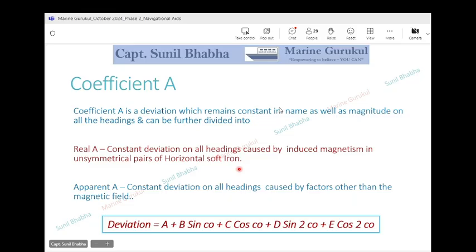I will explain this to you in detail by showing this kind of structure in the diagram. So for now, just understand it is caused by induced magnetism in unsymmetrical pairs of HSI, horizontal soft iron. So the cause of real A is the horizontal soft iron on board. The second part, which is called as apparent A. Apparent A is a constant deviation on all the headings, which is caused by factors other than the magnetic field.